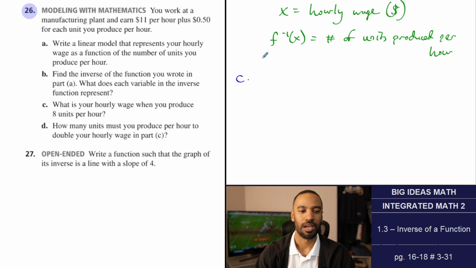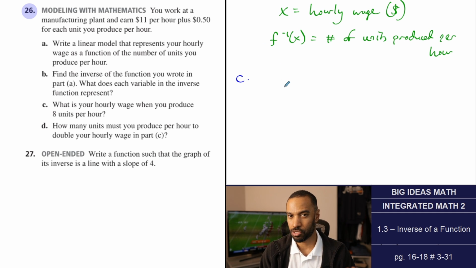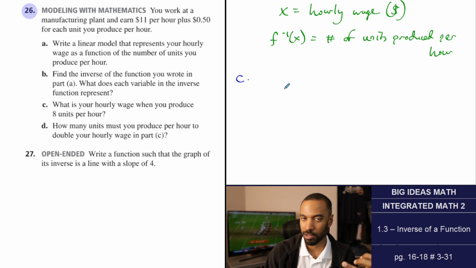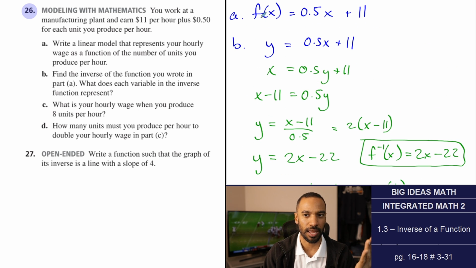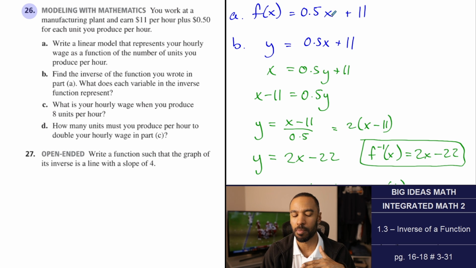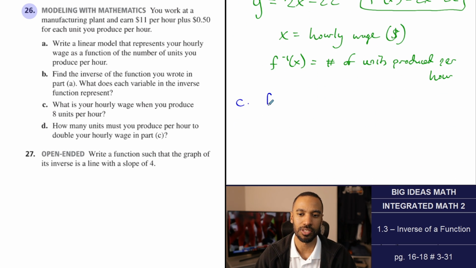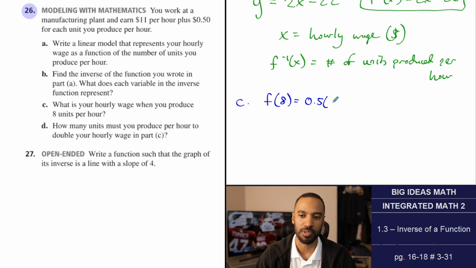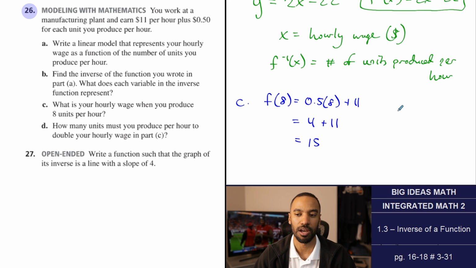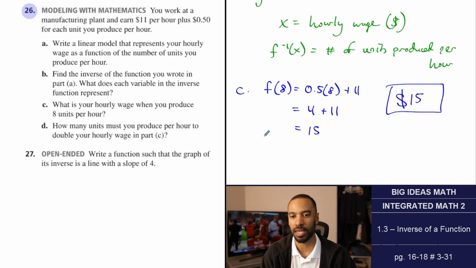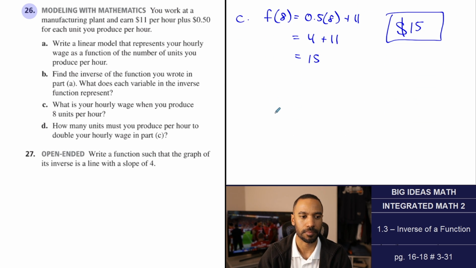All right, part C. What is your hourly wage when you produce 8 units per hour? It's recommended in this situation, if hourly wage is your dependent variable, that you use the equation from part A that you made: hourly wage based on this many units. So if we produce 8 units, we should do f of 8, which is 0.5 times 8 plus 11. 0.5 times 8 is 4, and 4 plus 11 is 15. Oh, that's that $15 thing. So your hourly wage will be $15 if you produce 8 units per hour.